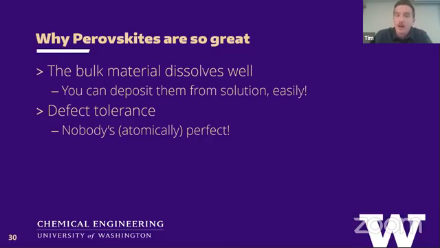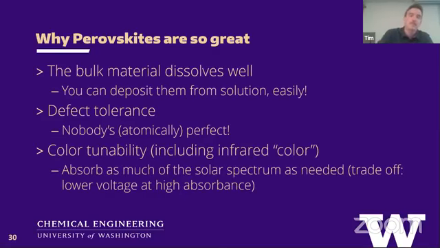Perovskites are much more tolerant to defects, meaning that you can make these really, really imperfect layers with a lot of atomistic imperfections and still get very efficient solar cells or light emitting diodes or all the other applications that perovskites are being used for outside of solar.